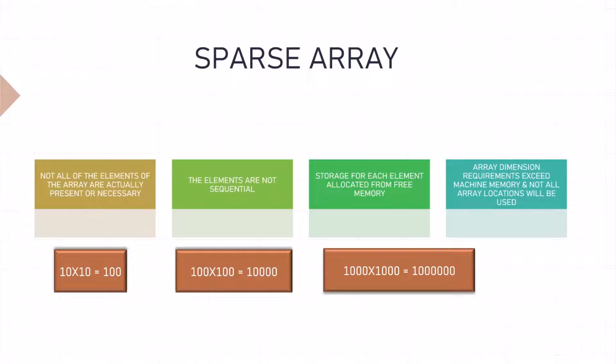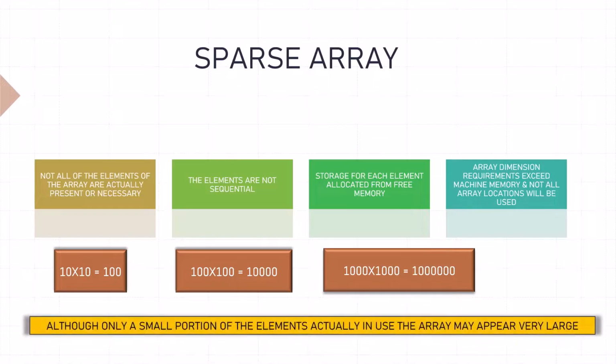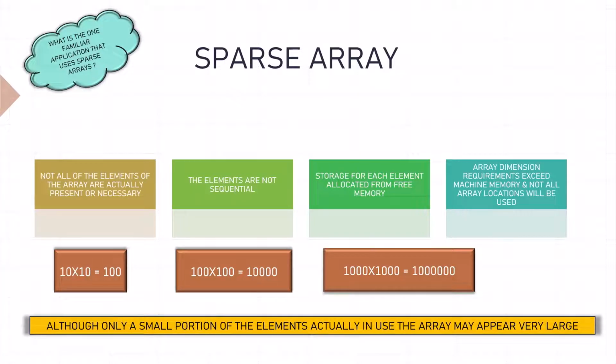And therefore, if our application has this large array dimension requirement, and many of the locations in the array are not going to be used, that's when we will consider the sparse array. Important to remember that although only a small portion of the elements would actually be in use, the array may appear very large. Now, keeping in mind this last point, can you think of an application, a familiar one, that uses sparse arrays? I'm sure all of us have worked with a spreadsheet program.